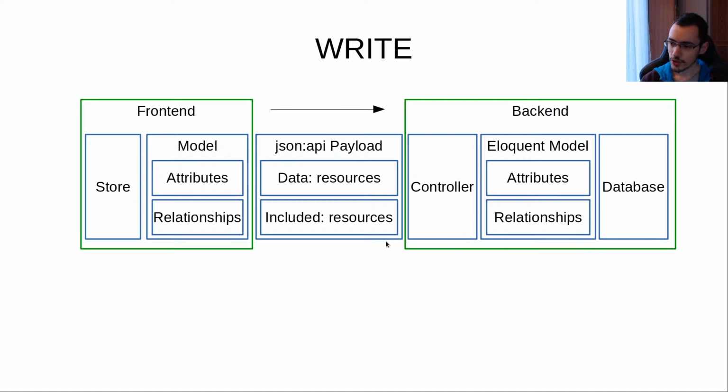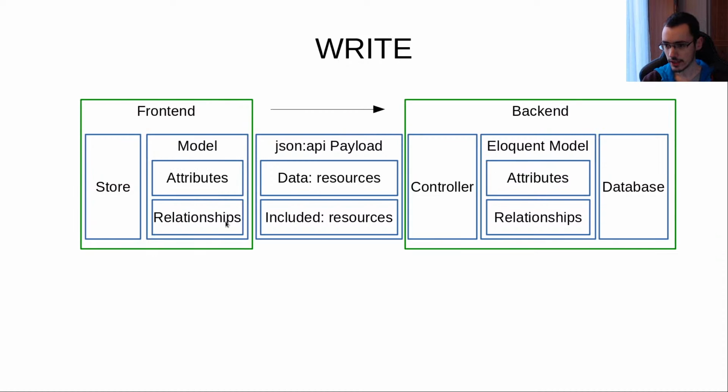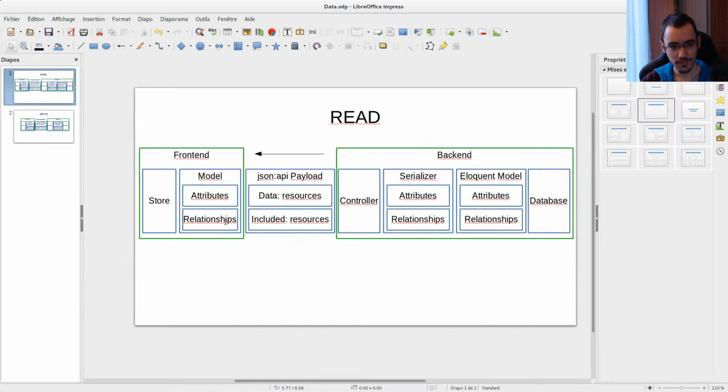And something that's not shown here is that usually when you make a write request, you also get back the data in the other direction. And when you get the data in the other direction, it's the same as the read part. So we have the eloquent model and we go through all the other direction. We use the serializer to serialize the new model and we return it. So we have all of this. And we will have to use these different parts.